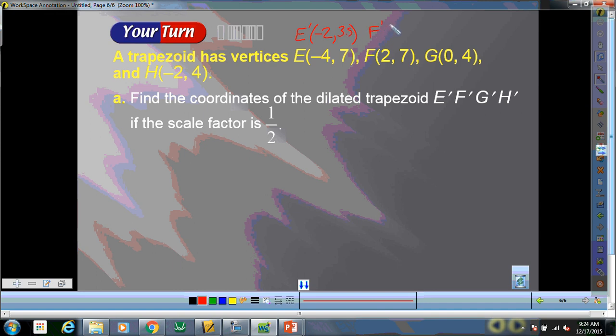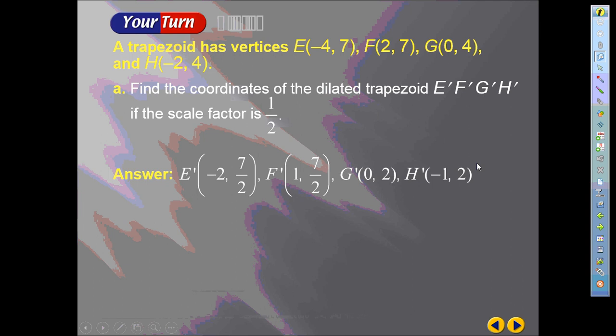F prime, half of that would be 1. Half of that would be 3.5 again. G prime, 0. Half of 0 is still 0. 0 is a very boring number when it comes to dilations. Half of 4 would be 2. H prime, we'd get -1 and 2. So we just take half of everything because our scale factor is 1/2. So those would be our points.